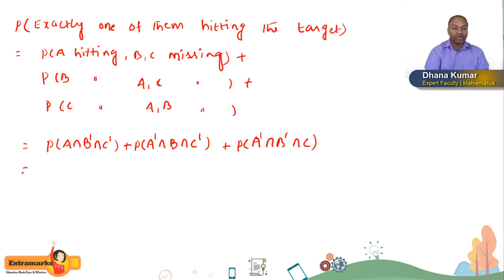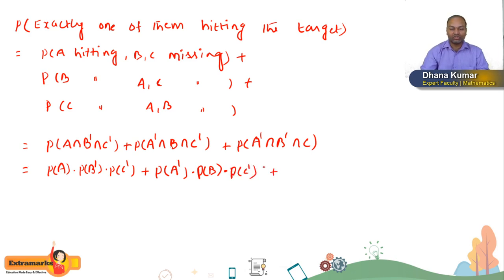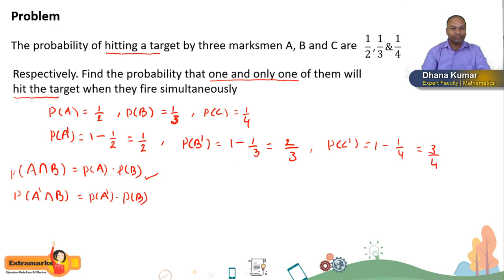So what about our condition? A, B, C are independent. According to the independence property, this can be written separately as P of A into P of B complement into P of C complement, plus similarly here also, P of A complement into P of B into P of C complement, plus P of A complement into P of B complement into P of C. So that is equal to, after that it is easy, value substitution. What is the value of P of A? You see here, P of A is 1 by 2.